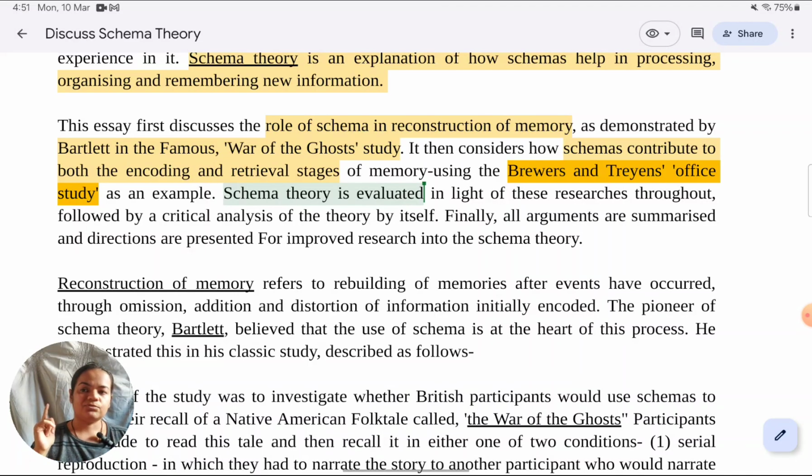So you do not have to evaluate the studies for their own sake, but to evaluate schema theory at large. So here you can see it's clearly mentioned schema theory is going to be evaluated in light of these researches, and then a critical analysis of the theory itself will be included. No doubt we are making two arguments and we will analyze them. But there's so much more to schema theory. There's so many other strengths and weaknesses beyond these arguments that we can consider for schema theory.